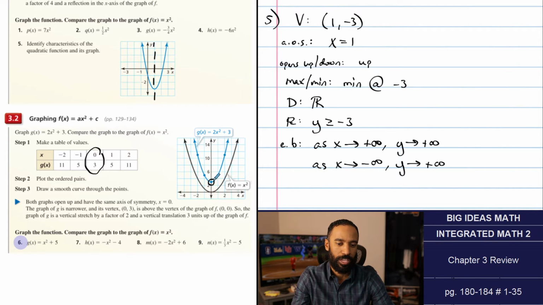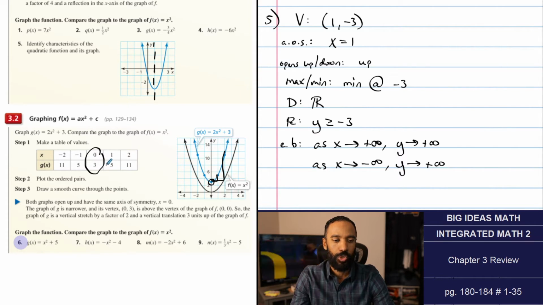And then I do everything in relation to the vertex as if it's the origin. From here, I'll go over 1 up, I guess in this case 2, and over 2 up 8, and things like that. 2 up from 3 is 5, 8 up from 3 is 11. That's because the vertical stretch factor of 2 is doubling the numbers 1 and 4. And that's where we get those.